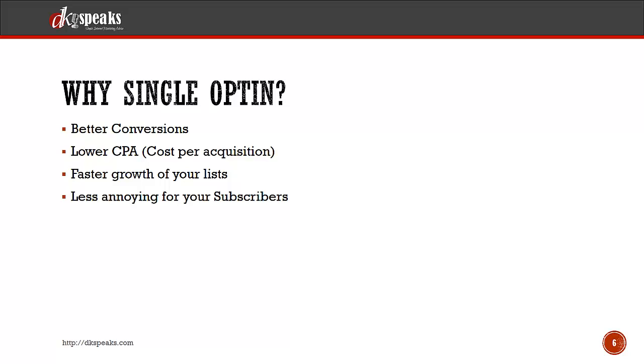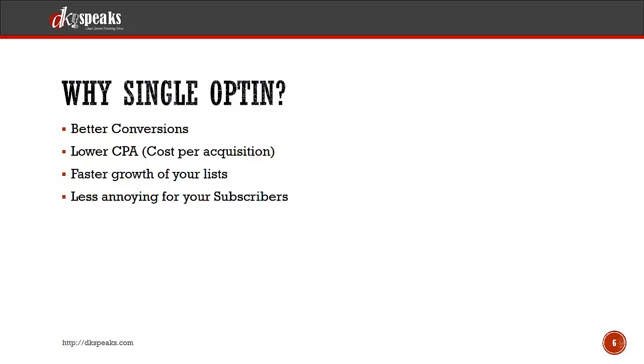Whereas, in comparison, let's check out what the positives of single opt-in are. Now with single opt-in, the best thing is that you get a lot better conversions. So if there are 10 people who are entering their details into the opt-in form, it means that those 10 people are going to get added to your list. There is no filtering process, and that way your conversions are going to be good. The cost per acquisition is going to be very low.